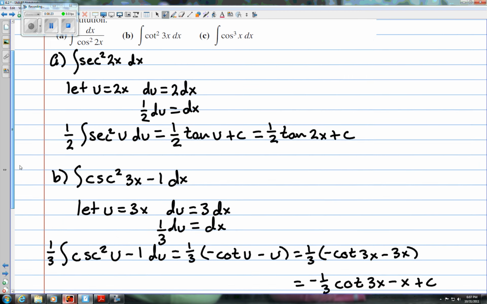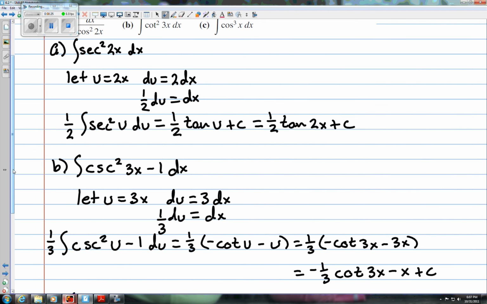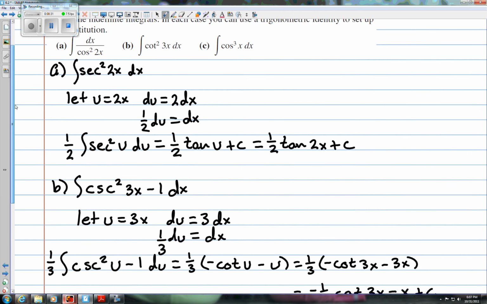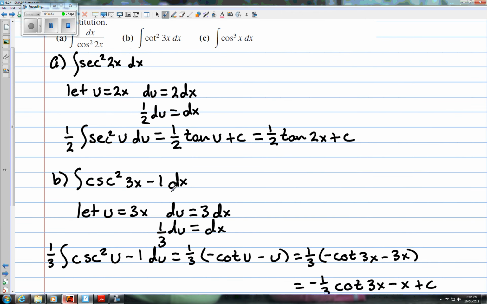In letter B, cotangent squared of 3x can be replaced with cosecant squared of 3x minus 1 by the Pythagorean identities that you learned in trigonometry. In this case, we let u equal 3x, so the du is 3 dx. It's implicit differentiation of both sides. We don't have a 3 dx, but we have a 1 dx, and I don't mean this one. It's separate from the one that would be in front of the dx here. So we divide by 3.